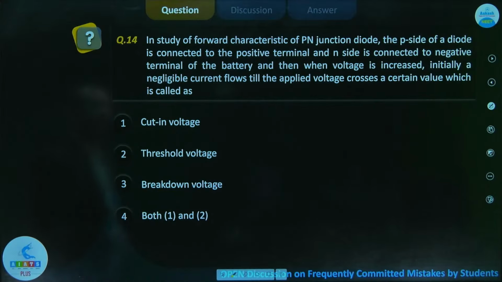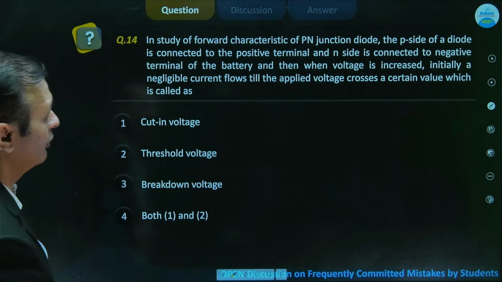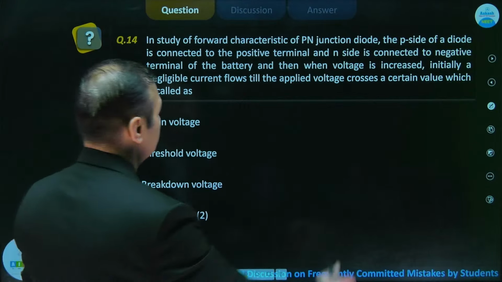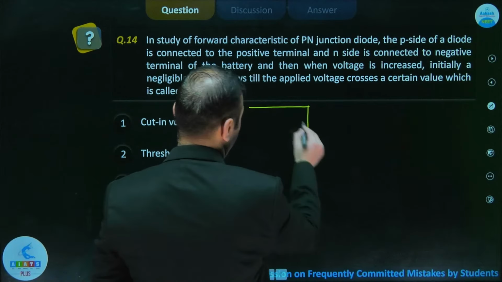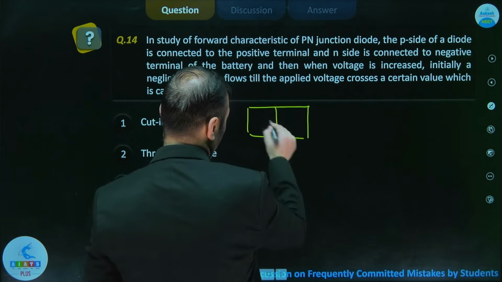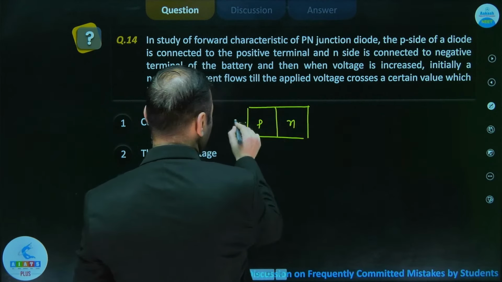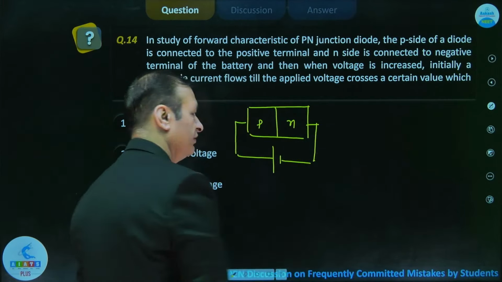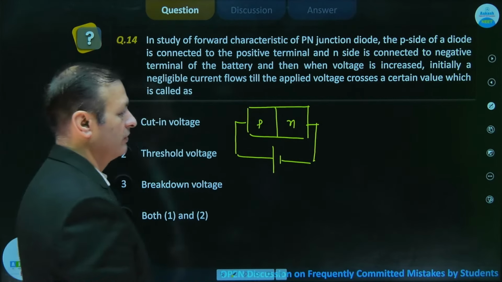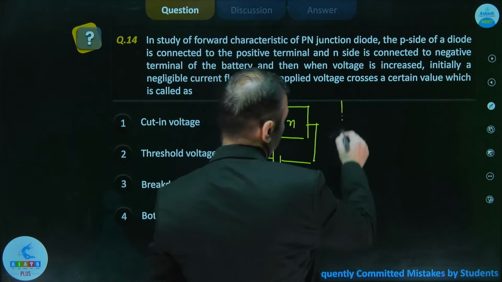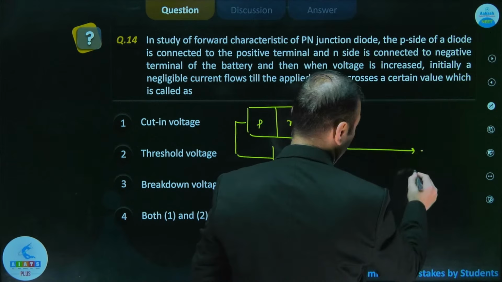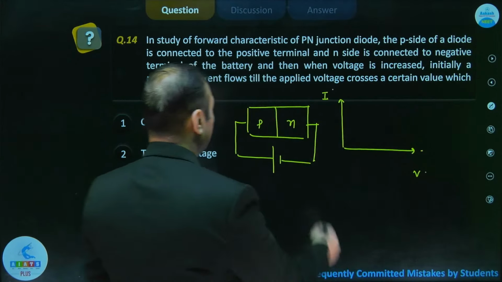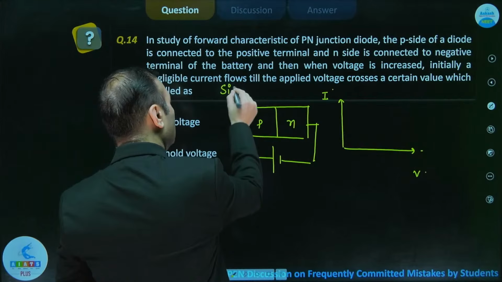In the study of forward characteristics of a p-n junction diode, the p side of the diode is connected to the positive and the n side is connected to the negative. Yes, so this is true. This is p, this is n. When p is connected to positive and n is connected to negative, this is said to be forward bias. Now let's draw its characteristics. Now take the example of silicon.